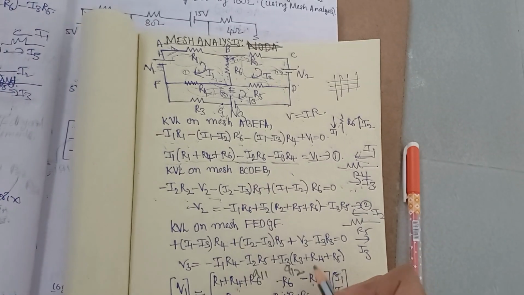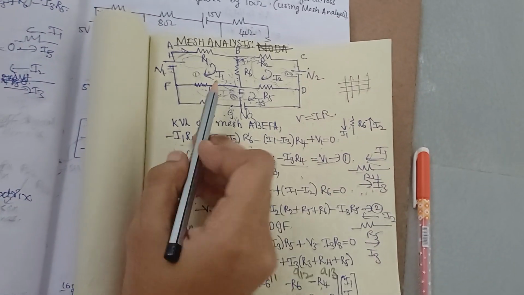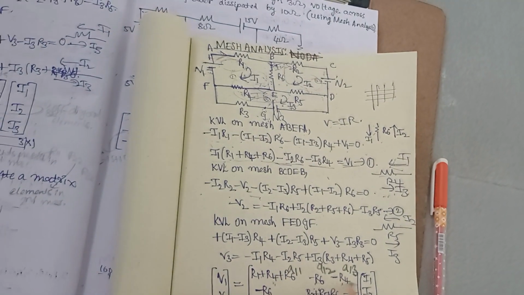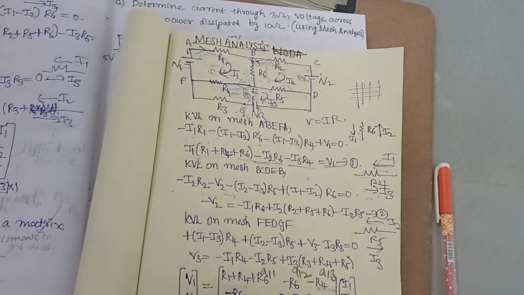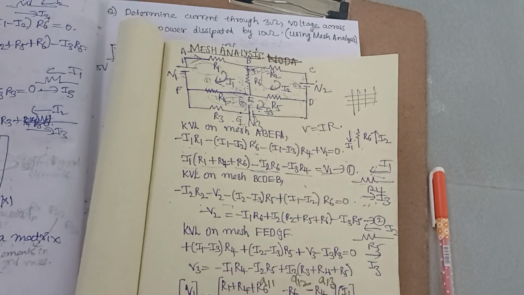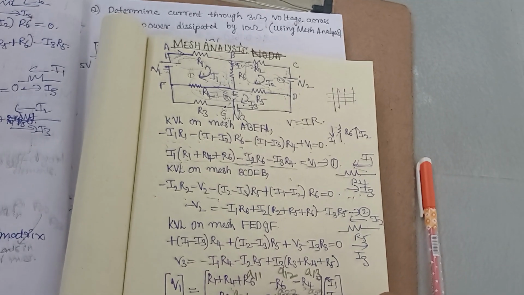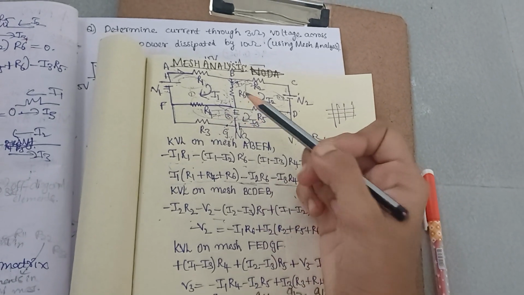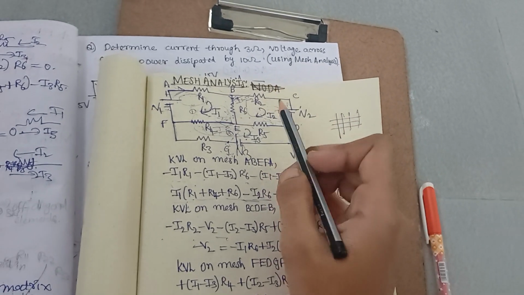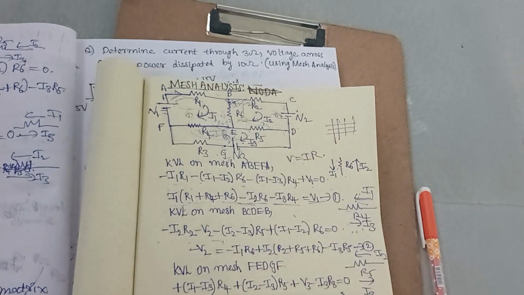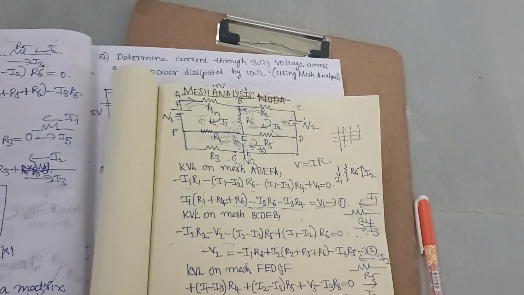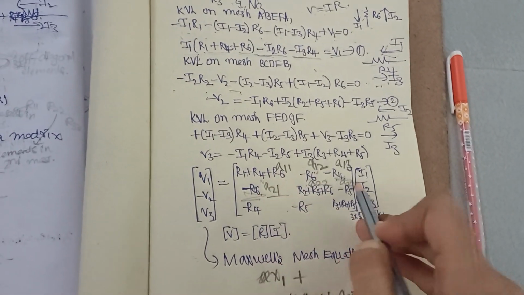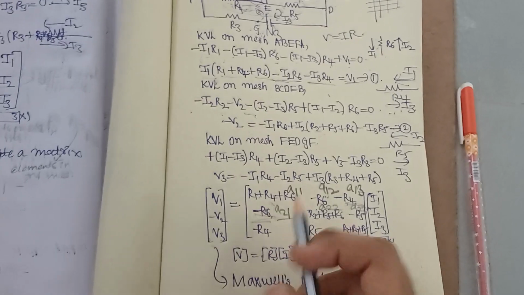And this is your A13 element, right? That is the resistor common to the first mesh and the third mesh, which is R4, so minus R4. And this is your A21, this is your A22, and this is your A23. In A21, the resistance which is common to mesh 2 and mesh 1 is nothing but your R6, so minus R6. Whatever you get here, you will get here. Whatever you get here, you will get it here. So simply write minus R4 here.